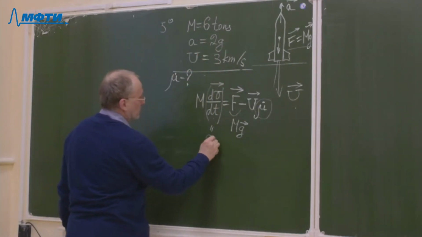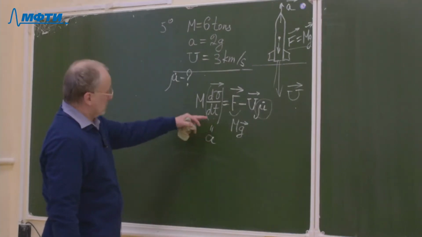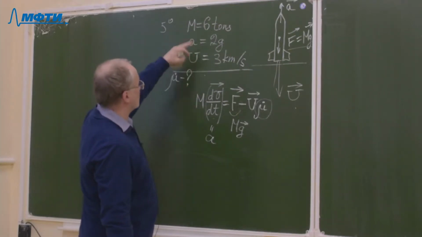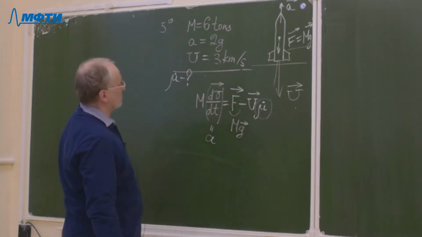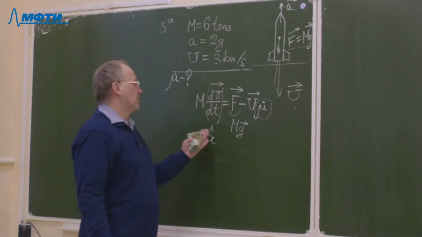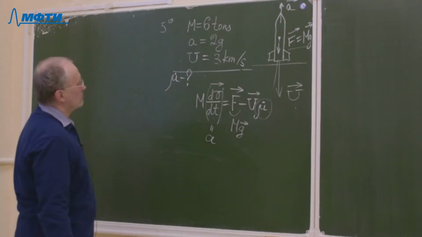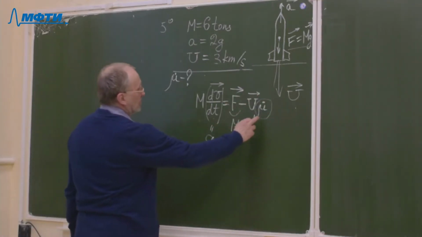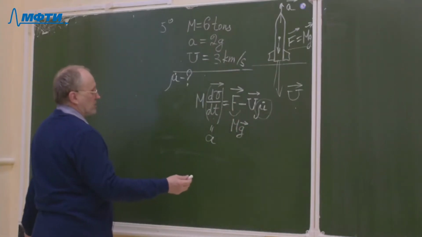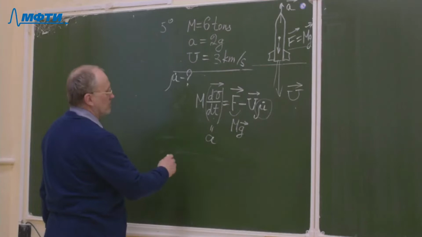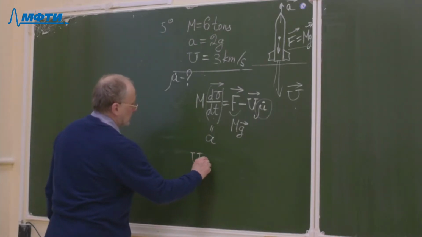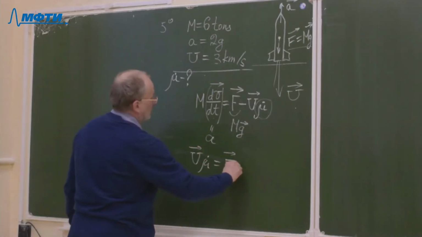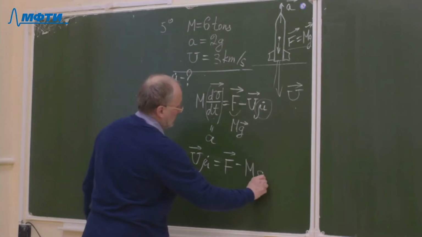This is just the acceleration of the rocket. It's given in our statement of the problem. The mass is given. The velocity of gas is given. So everything is given, and we may easily solve this equation and find this rate of fuel consumption. So just solve this equation and we have u μ dot equal to F minus M a.